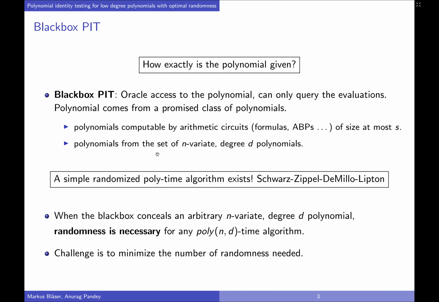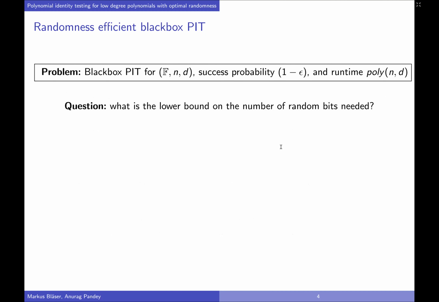And when the black box conceals an arbitrary n-variate degree d polynomial, if we are in this setting, then it is known that randomness is essential for any polynomial time algorithm. And in that regime, the challenge is to minimize the amount of randomness needed. This is what we address in our work. So the problem is to come up with a polytime algorithm against n-variate degree d polynomials over field F, such that it succeeds with high probability.